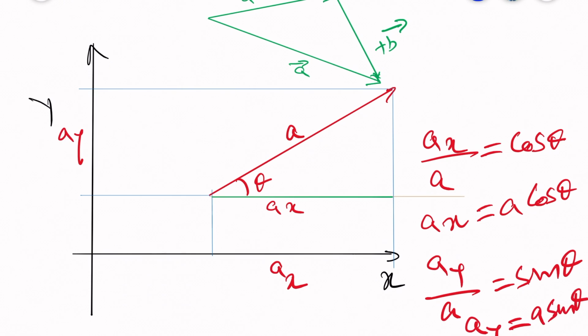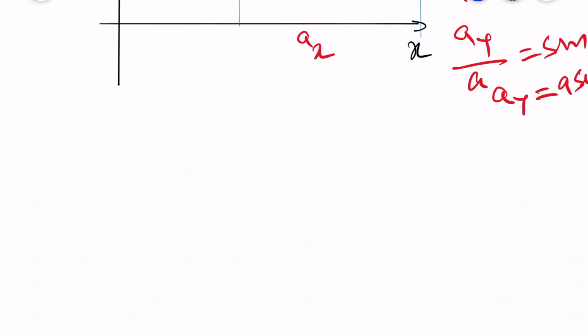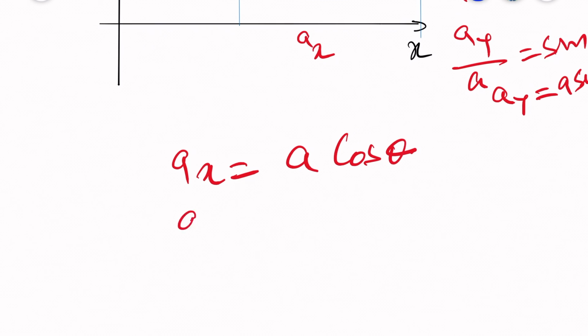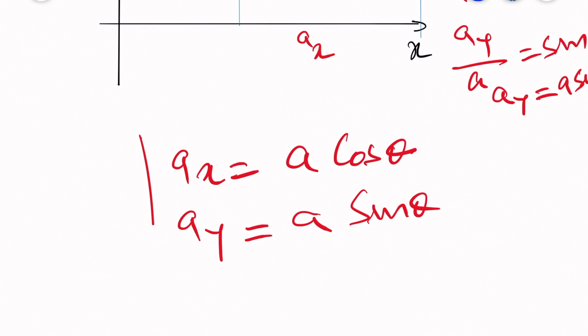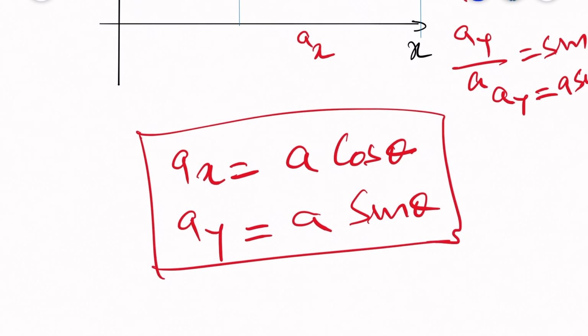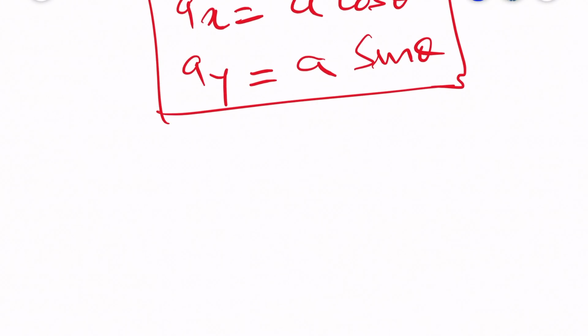So, these are our two components. We can now say, Ax is equal to A cos theta, and here theta is the angle with x axis, and Ay is equal to A sin theta. So, this is what we have for the two components of the vector, and of course, we have the angle which will essentially tell us the direction. Now, let us say we are given the components of the vector and we have to find magnitude.